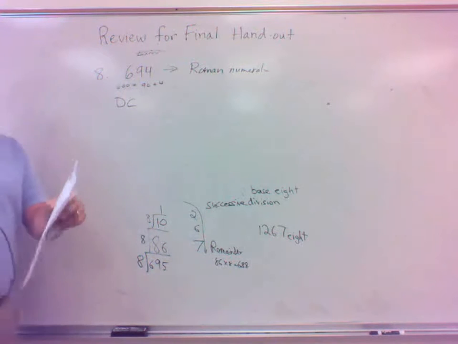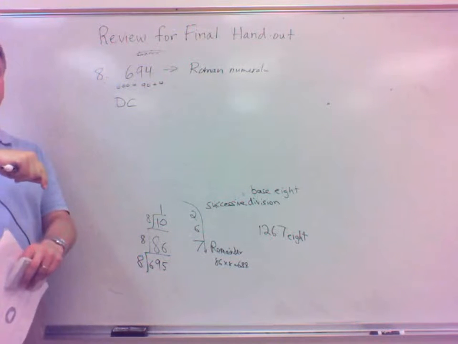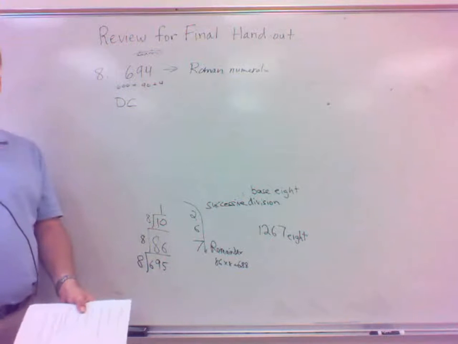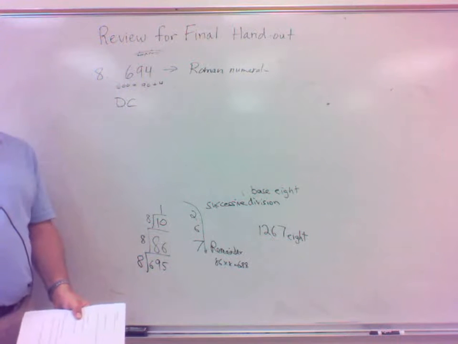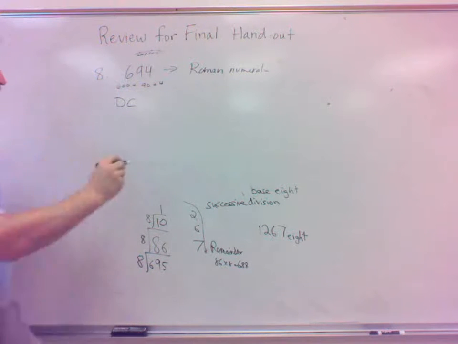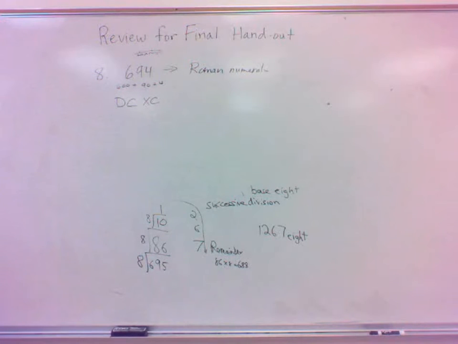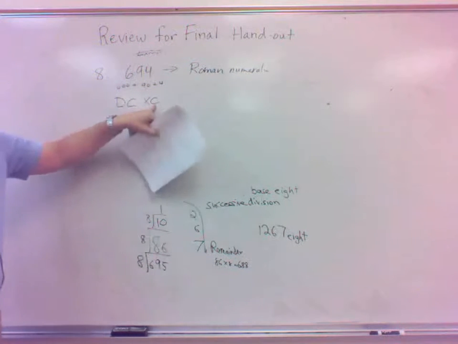Here we're going to use the subtraction principle. Remember, if we put a smaller one in front of a larger one, we can do subtraction. And in this case, we've got 100 is C, 10 is X. So couldn't I do XC? Wouldn't XC be 90? Because that's 10 from 100. Because the smaller is before the larger.